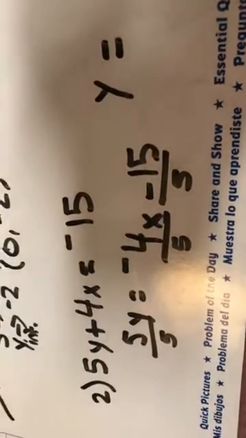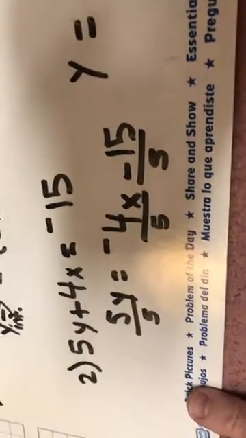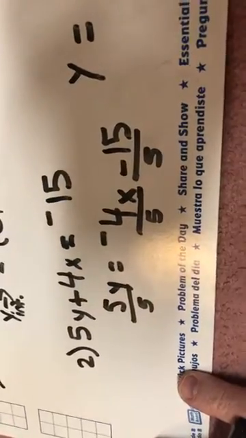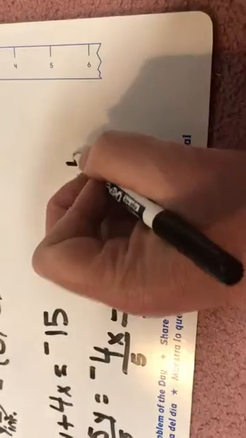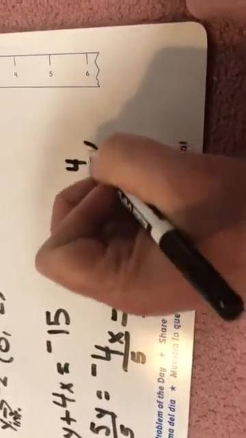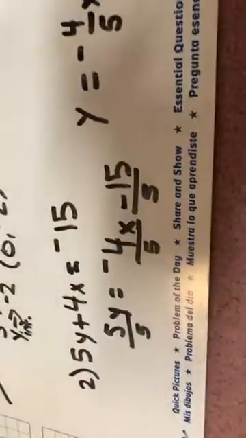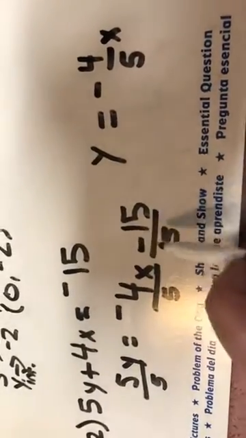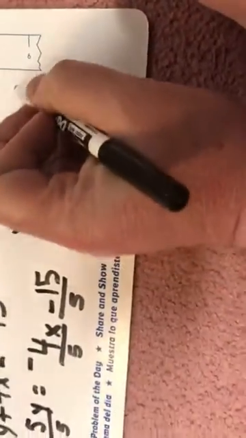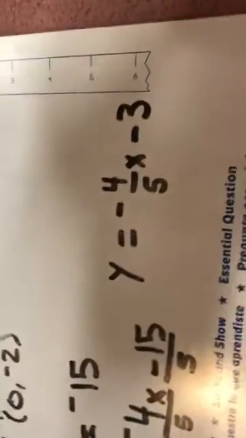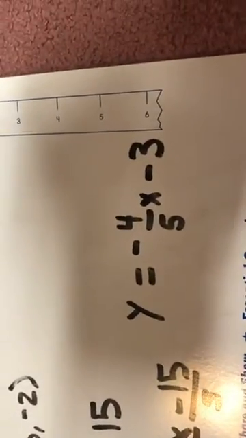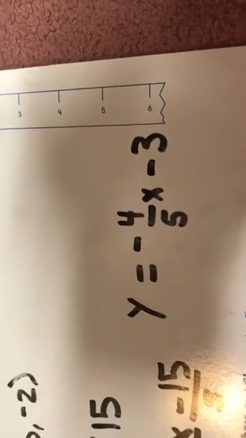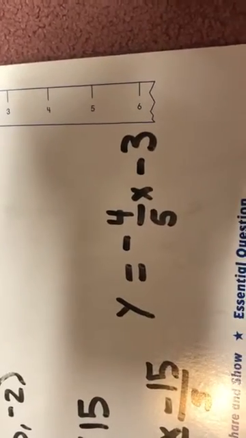And I think, is that in simplest form? Well, yes, it is. There's no number besides 1 that can go into both 4 and 5. So I'm going to go with y equals -4 over 5x. That's what I'm going to get there. Then I'm going to go -15 divided by 5. -15 divided by 5 is -3. So when I put that in slope-intercept form, it's y equals -4 over 5x minus 3.